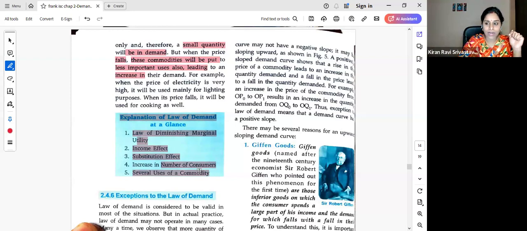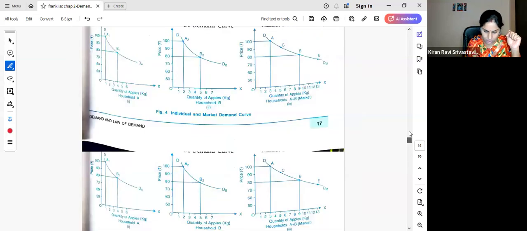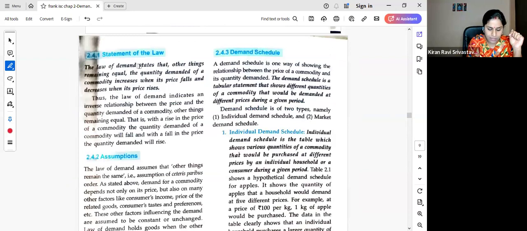What was law of demand? Last class we did law of demand. Again, I will remind you what was law of demand. The law of demand states that, other things remaining equal, the quantity demanded of a commodity, burger, milk, whatever we are talking about in the example, increases when its price falls and decreases when its price rises.